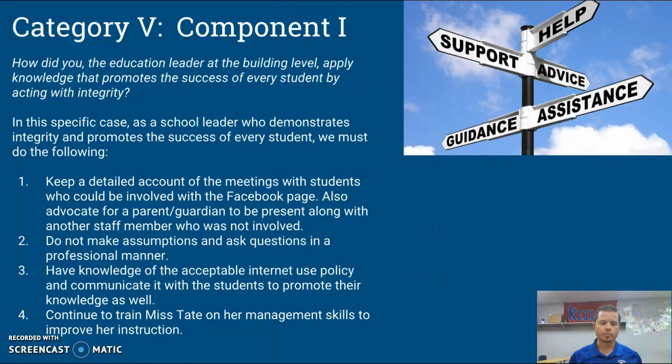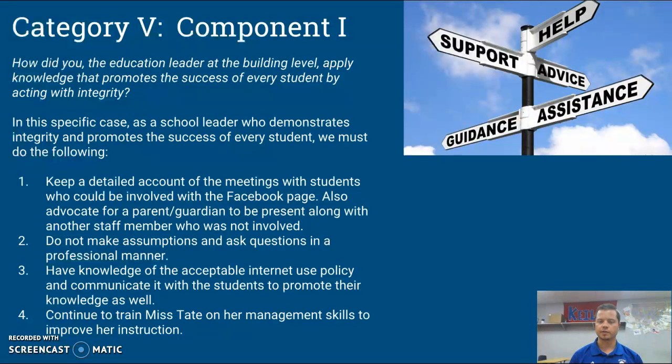So that leads us to component one. How did you, the education leader at the building level, apply knowledge that promotes the success of every student by acting with integrity? In this specific case, as a school leader who demonstrates integrity and promotes the success of every student, we must do the following. Number one is keep a detailed account of meetings with students who could be involved with the Facebook page. I like to have a record of everything as well. So printing off that Facebook page is important.